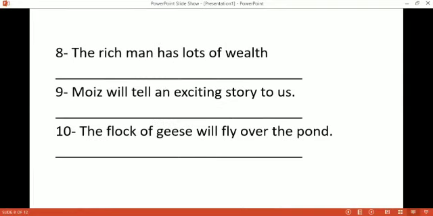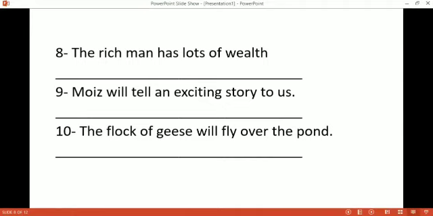Statement number eight is, the rich man has lots of wealth. Okay, students, now tell me which helping verb is used here. Yes, has. The rich man has. And what will we do? We will put not or no after has. The rich man has no lots of wealth. Has no.